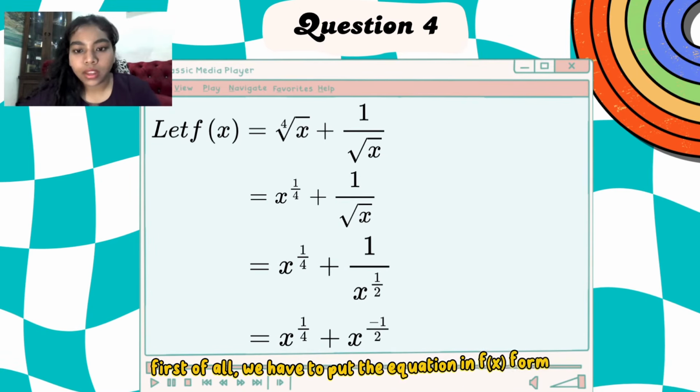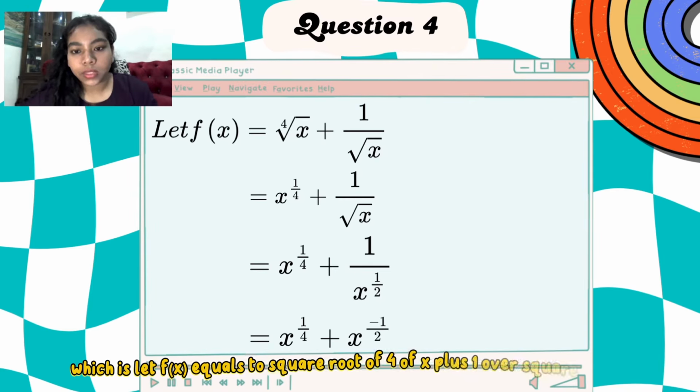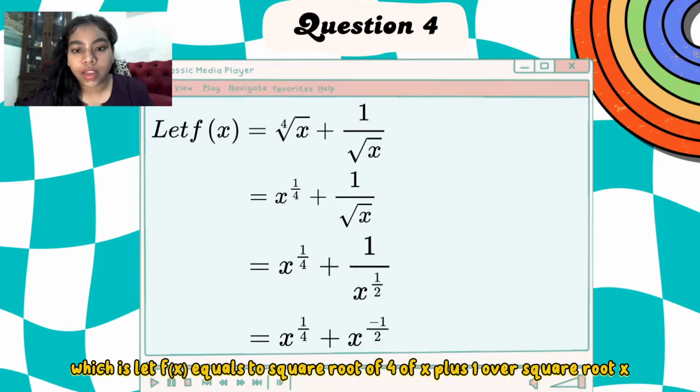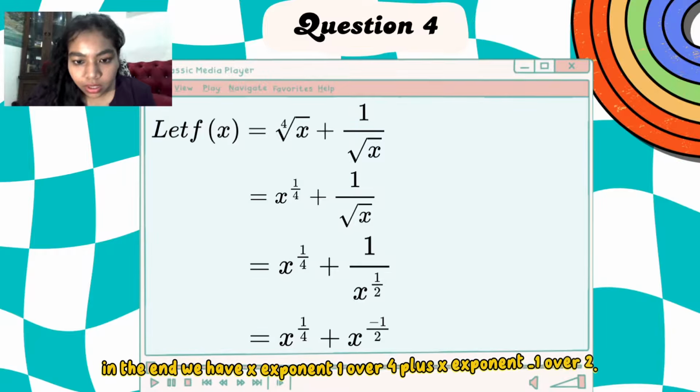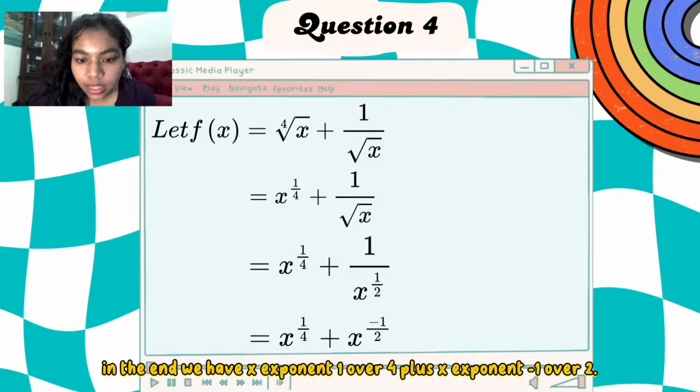So first of all, we have to put the equation in f(x) form, which is let f(x) equals the fourth root of x plus 1 over square root x. In this step, we rewrite the f(x), and in the end we will have x exponent 1 over 4 plus x exponent negative 1 over 2.